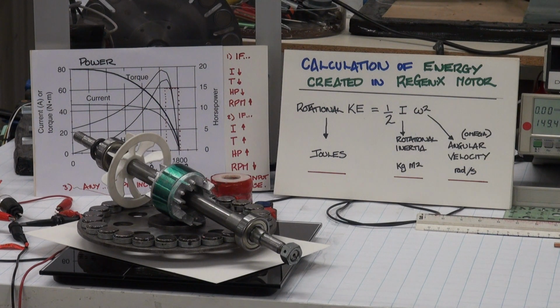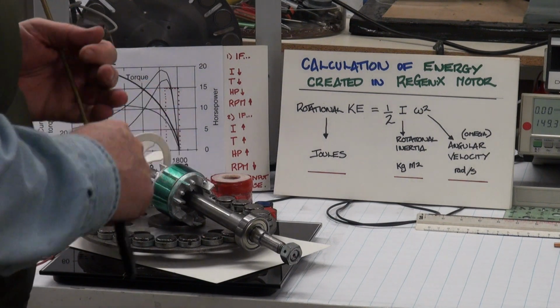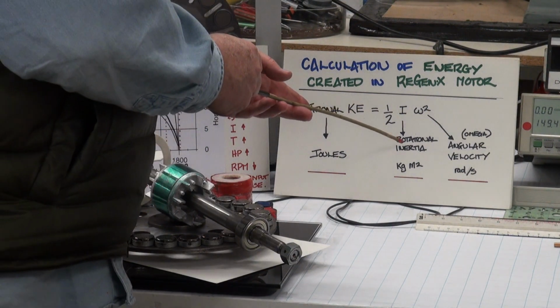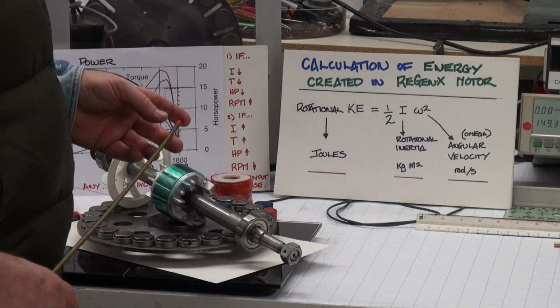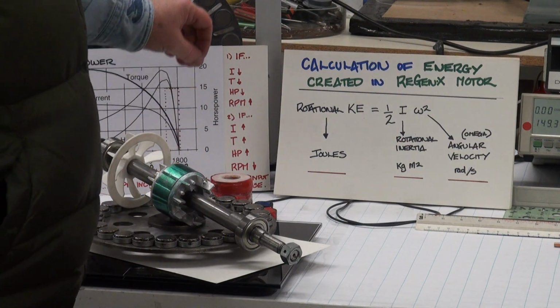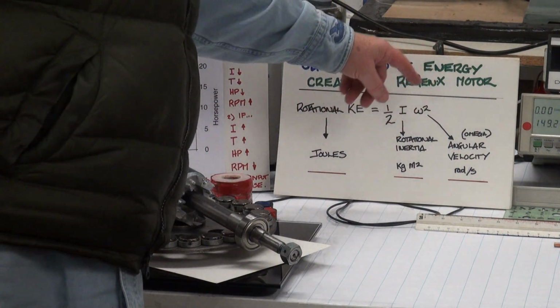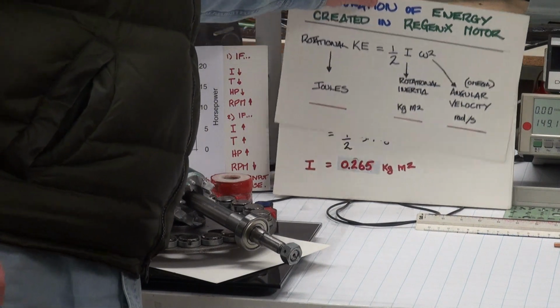So, in order to calculate the rotational kinetic energy increase, or rotational kinetic energy creation, first we need to establish our rotational inertia and the angular velocity of our system.